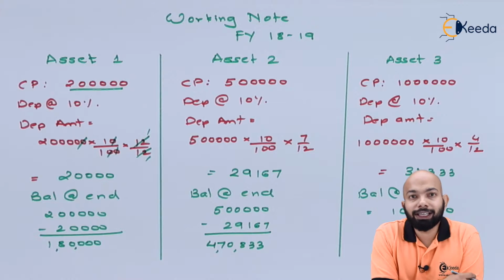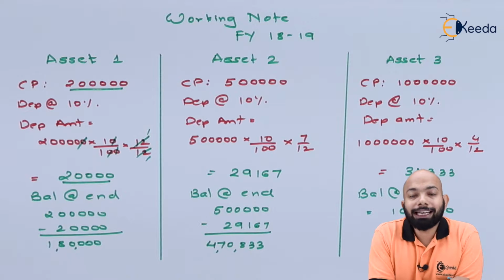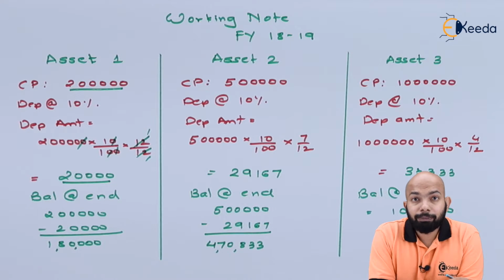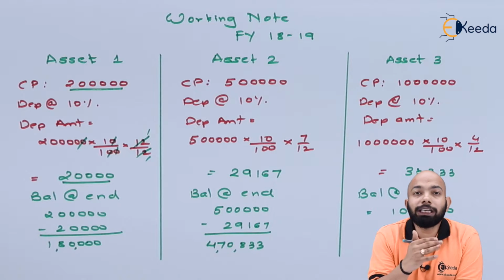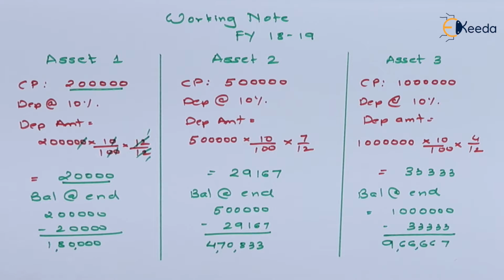Depreciation amount has been provided at the rate of 10%, hence the depreciation there will be 20,000. Now, at the end of the financial year, that means 18-19, we will have the balance of the first asset as 1,80,000. That means 2 lakhs minus 20,000 depreciation, the balance is 1,80,000, which has been mentioned here.